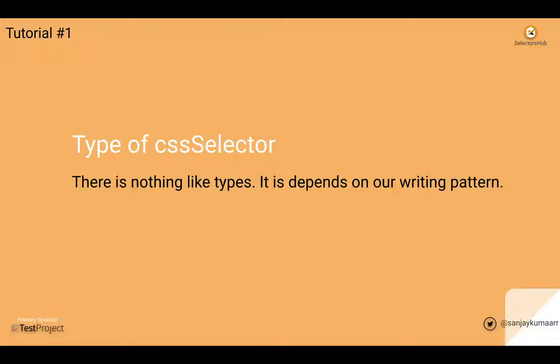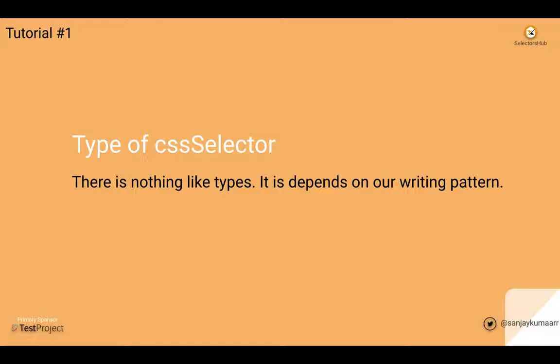Types of CSS selector: actually, it's a fundamental concept, there is nothing like a type of CSS selector. We define it on the basis of our writing pattern. Sometimes we call it an absolute CSS selector because there are indexes, and then we call it a relative CSS selector because we are writing the CSS selector with respect to some parent or child, or any other element. That is the pattern we are following to write the CSS selector.